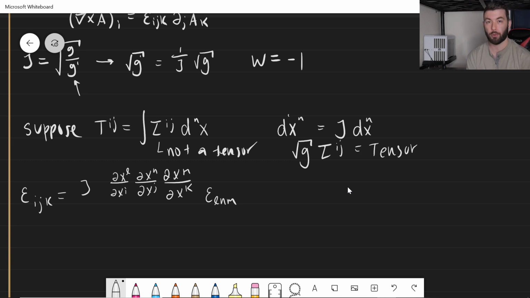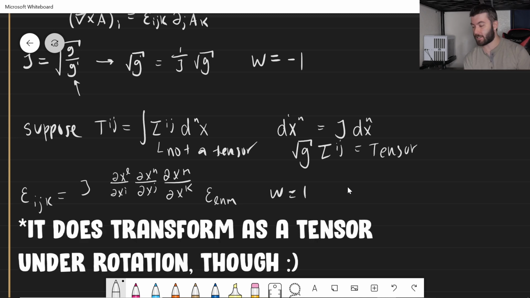This is something that I'm not proving here. I'll leave a link in the description so that you can see where the transformation law for the Levi-Civita symbol comes from. It comes from the notion of determinants. But just so that you know, not all of them just have a weight of 1. But in this case, the Levi-Civita has a weight of 1. So it is not a tensor, it is a tensor density.